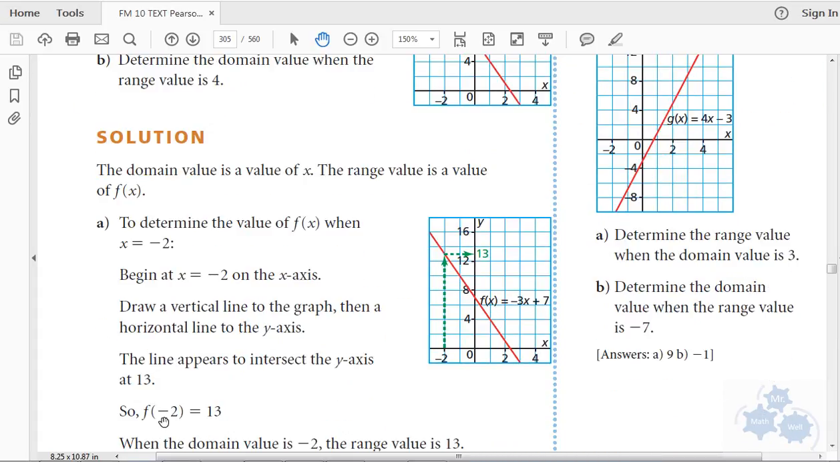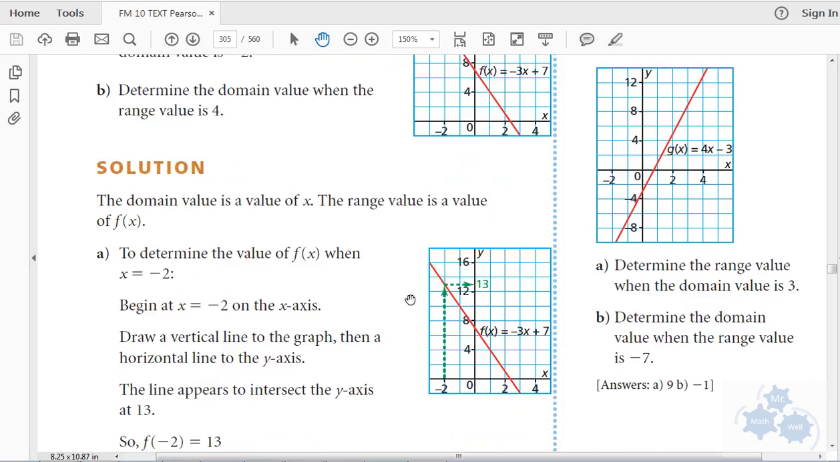Look at that. So f of negative 2, negative 3 times negative 2 is positive 6. Plus 7 is positive 13. So the range value that's associated with the domain value of negative 2 is 13. Look at the graph. Negative 2, we have an associated value on this line of 13. Get it?